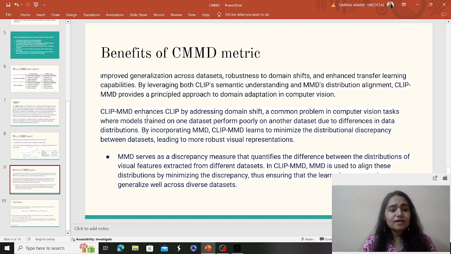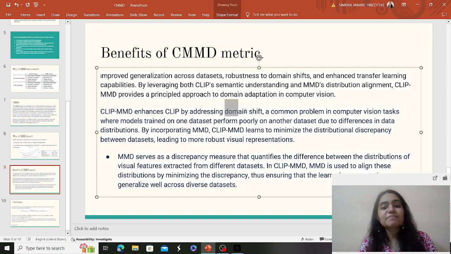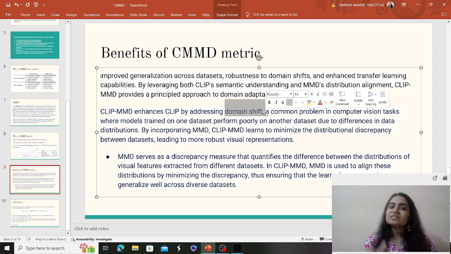Now, CLIP MMD enhances CLIP. Well, now it's on top of CLIP, right? You're also combining CLIP with MMD. So how is it enhancing the advantages of CLIP? CLIP is a rich image embedding. But if you're combining it with MMD, the metric is getting enhanced. And in what way? It is addressing domain shift. How it is addressing domain shift is because of MMD. MMD is the one, the person behind it, actually helping you to address domain shift.